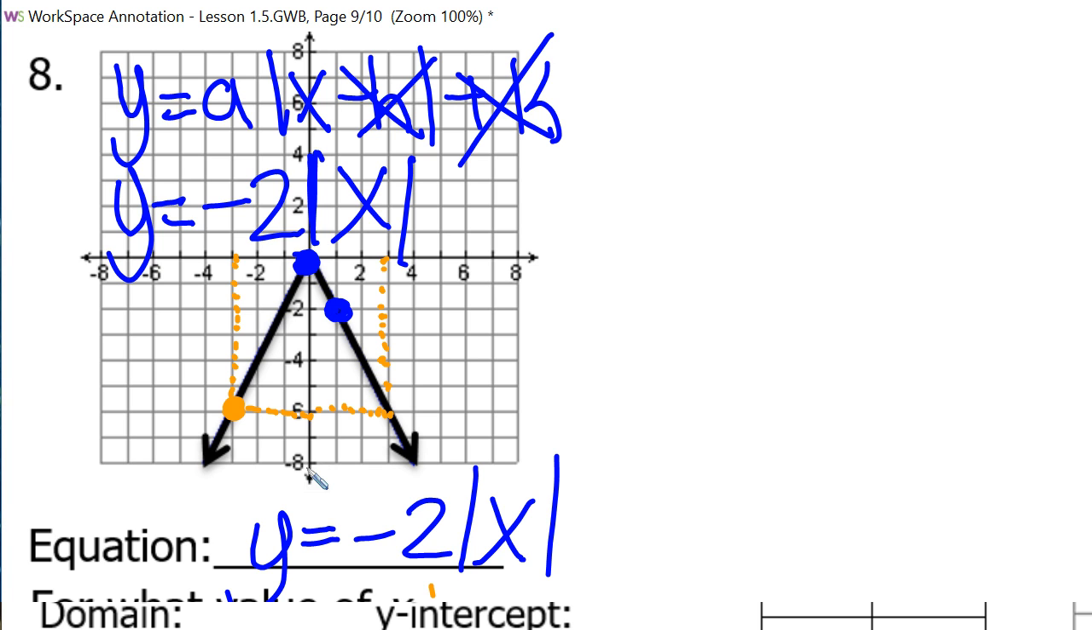Okay, I want you to do the last one, number 9. So write down the equation for number 9 and answer that question right below it.